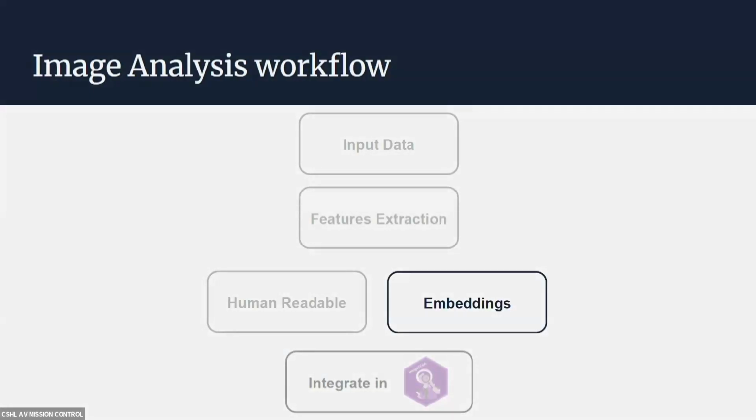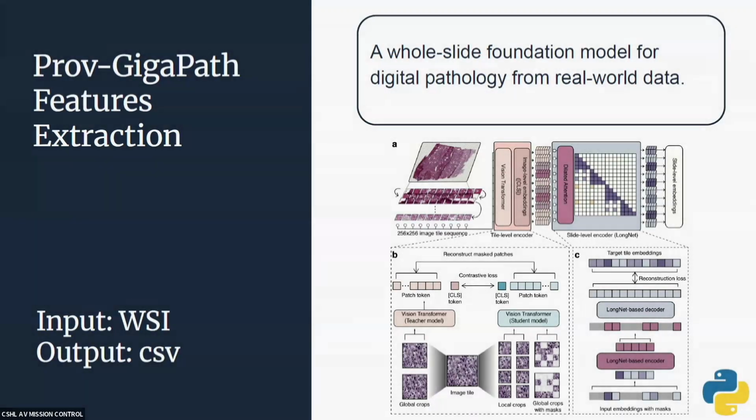And then we also have the embeddings. The embeddings don't have a real biological meaning because they are just numbers, and they are quite similar to the numbers that you have in t-SNE and UMAP in transcriptomic analysis with single-cell analysis. For doing that, we use Prov-GigaPath. Prov-GigaPath is a foundation model, and the input is whole slide images, so we consider the entire image, and the output is a CSV file for now, but we are thinking to move it to Parquet or something more easy to use in R.